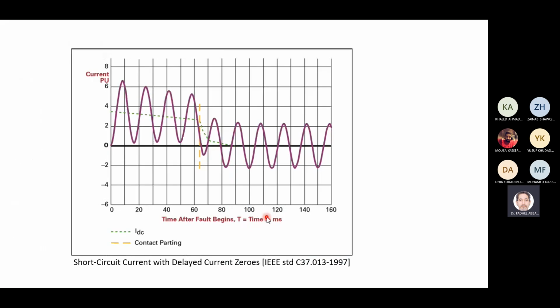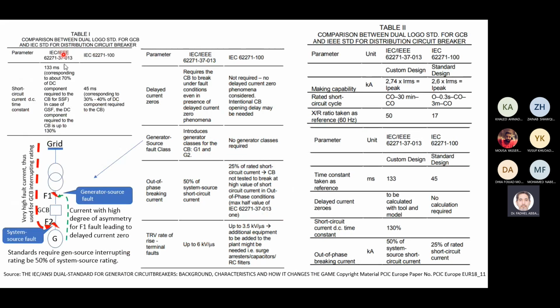I would like to show you here the standard comparison between the IEC and IEEE standards, which is unified. Now we have a unified standard for generator circuit breakers, and both IEC and IEEE have the same standard. It used to be different. They now call it a dual logo standard, meaning IEEE and IEC combined together and unified the standard as one.